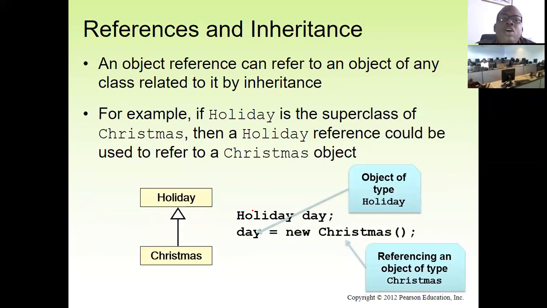So then, an object reference can refer to an object of any class related to it by an inheritance. So for example, if holiday in this case, which is a parent class here of Christmas, so Christmas extends holiday, right? Holiday is a superclass of Christmas, then a holiday reference could be used to refer to a Christmas object. And see, we have done it here. We have created reference type, day, and then we point that to a Christmas object. Yes?